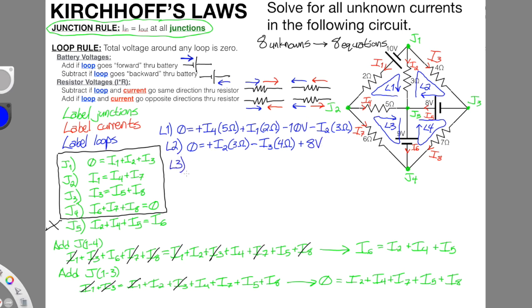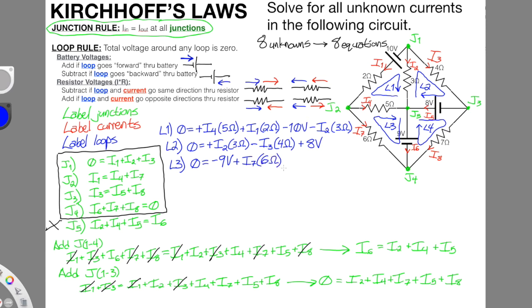Loop 3, again, I'm going to start at the center. The first thing we do as we work through loop 3 is go backwards through a 9-volt battery. So 0 equals... backwards through a battery means subtract the battery voltage. And then we go through the 6 ohm resistor, the opposite direction as I7. So we will add that resistor voltage, I7 times 6 ohms.